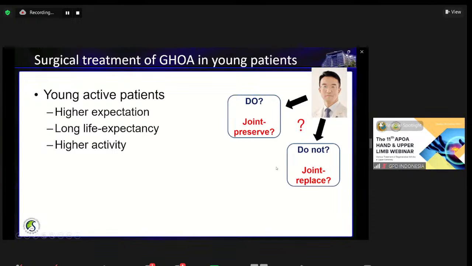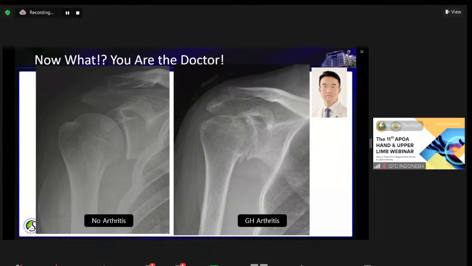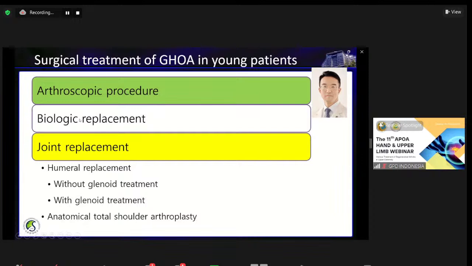For the surgical treatment options for this kind of patient, we can do arthroscopic debridement just to clean out and increase the range of motion by releasing the capsule and the interval, or we can do hemiarthroplasty with the Ream and Run technique, which means to burr out a little bit of the glenoid surface, or we can do some biologic meniscus-type implantation. Or we could just do total shoulder, which is the ultimate end we can do. So this is what we can do: arthroscopic procedure, biologic replacement, joint replacement with or without glenoid treatment, and total shoulder arthroplasty.